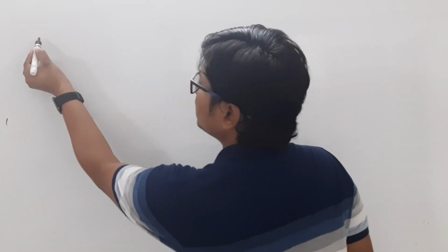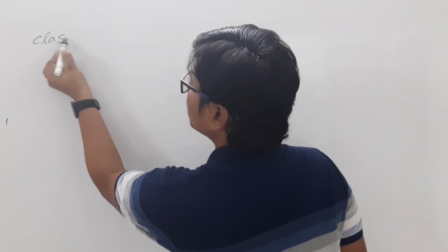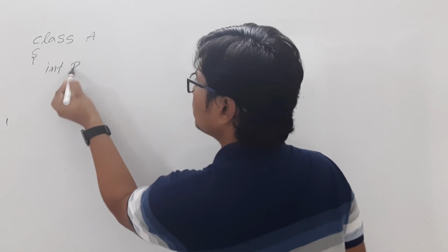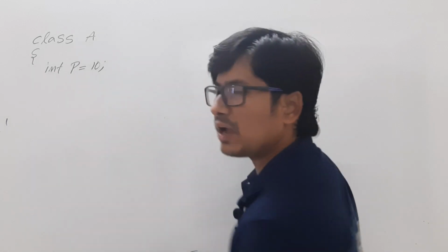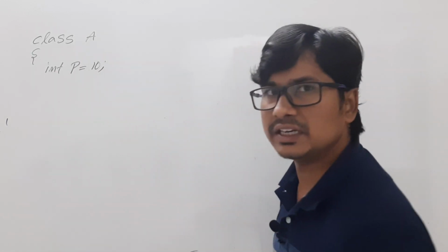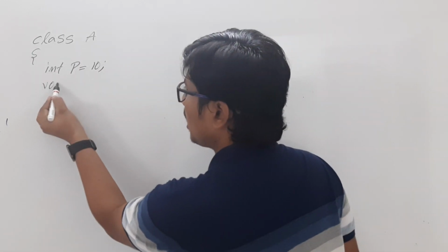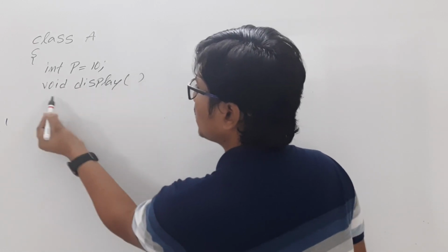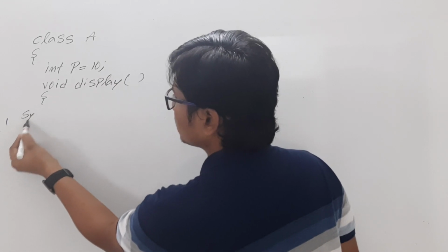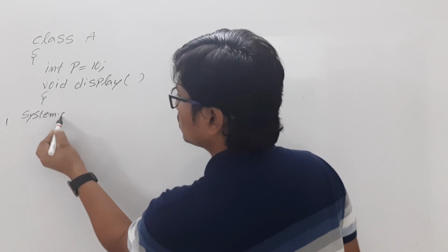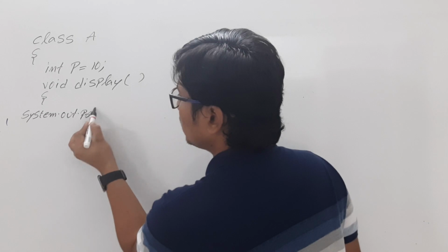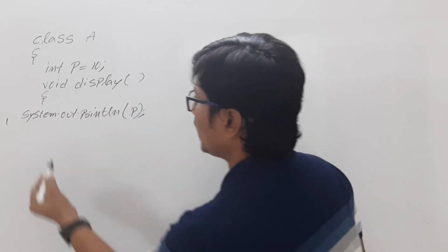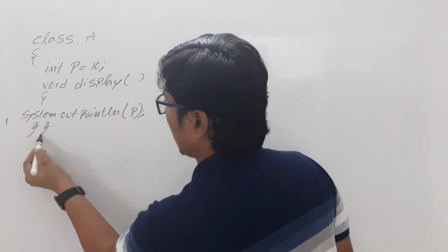Now let me define a class A. I hope it is visible for you. Inside the class A, I have the variable p and I have assigned the value 10. You know that it is an instance variable. Similarly, I have a method called display. Inside this display, I have written system.out.println and I have written p. Let me end the method and let me end the class.